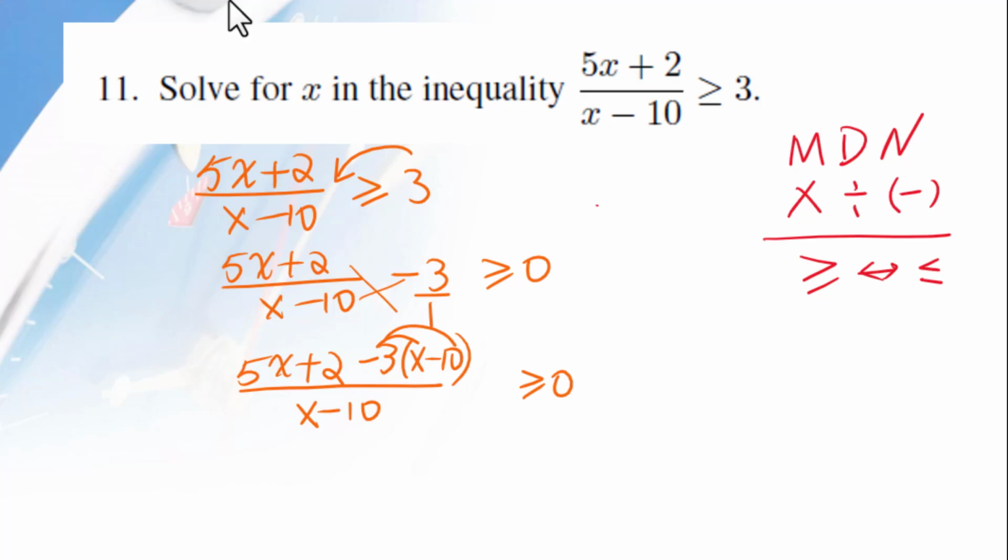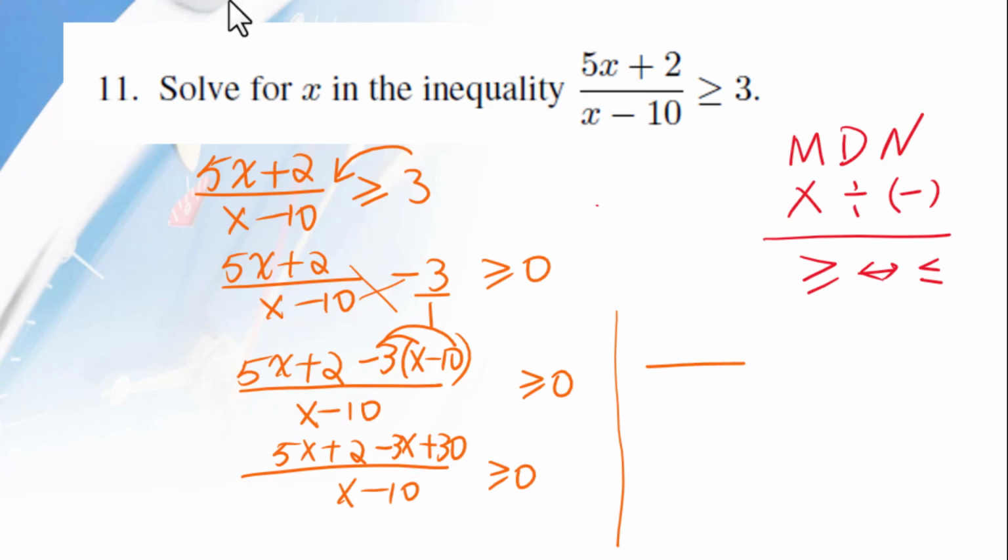Distributive property: (5x plus 2 minus 3x plus 30) over (x minus 10) greater than or equal to 0. Combine like terms. 5x minus 3x is 2x, plus 2 plus 30 is 32, over x minus 10. Then greater than or equal to 0.